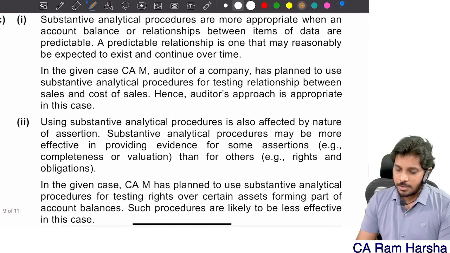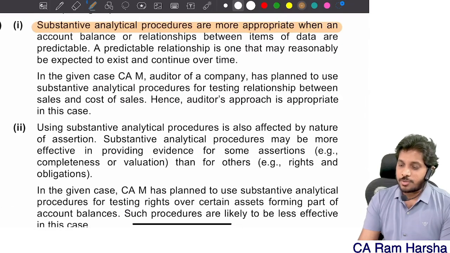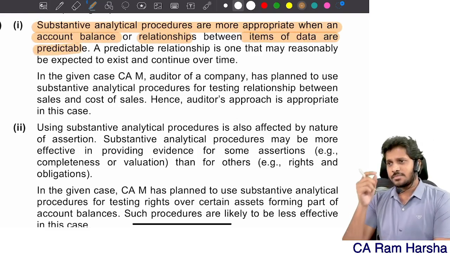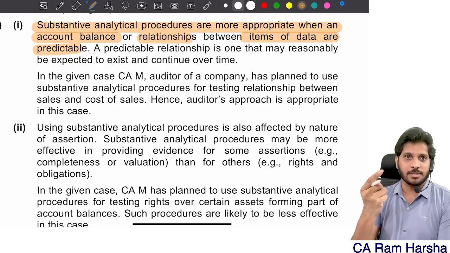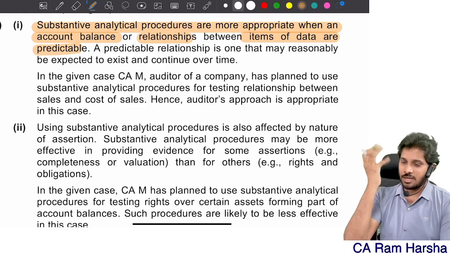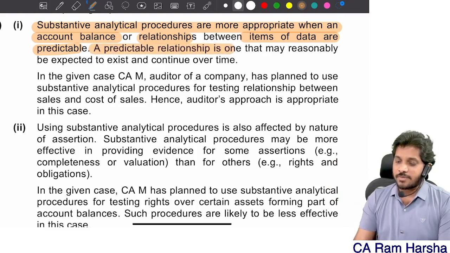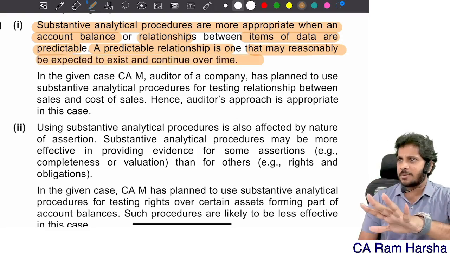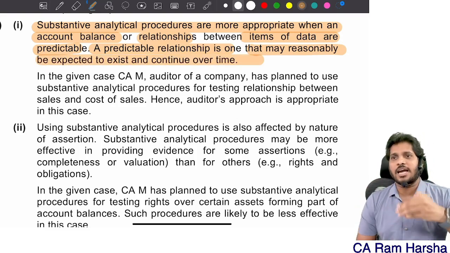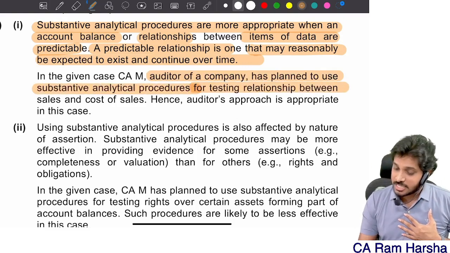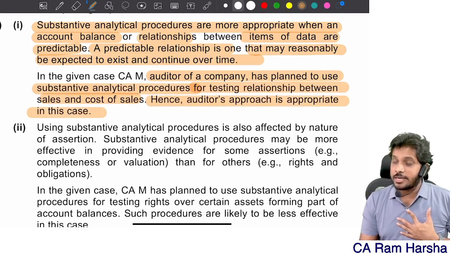Substantive analytical procedures are more appropriate when account balances or relationships between items of data are predictable. Generally, sales to cost of sales is highly predictable, because if cost of sales increases, generally sales increase. A predictable relationship is one that may reasonably be expected to exist and continue over time. Obviously, cost of sales and sales are highly interrelated. In the given case, he has planned to use substantive analytical for testing the relationship between sales and cost. Therefore, the auditor's approach is appropriate.